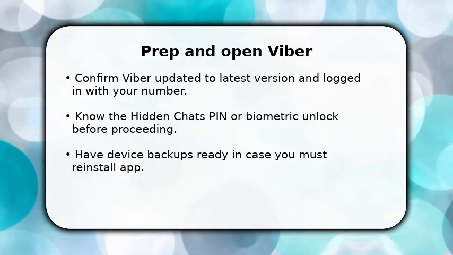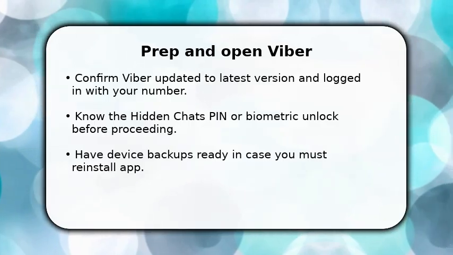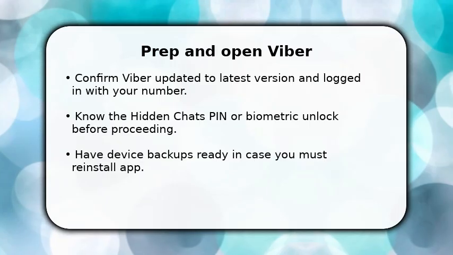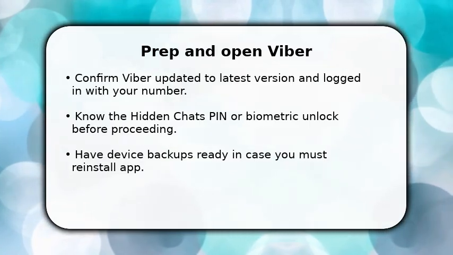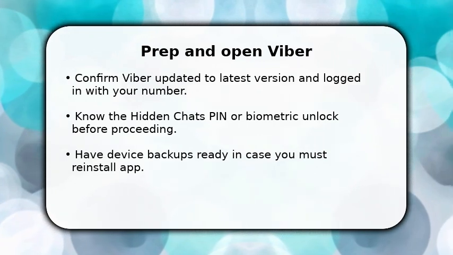Now open Viber and tap More, the three lines or the More tab. Make sure you allow any permission prompts because Viber needs access to storage to search message content. Don't waste time. Enter the More menu and look for hidden chats immediately.